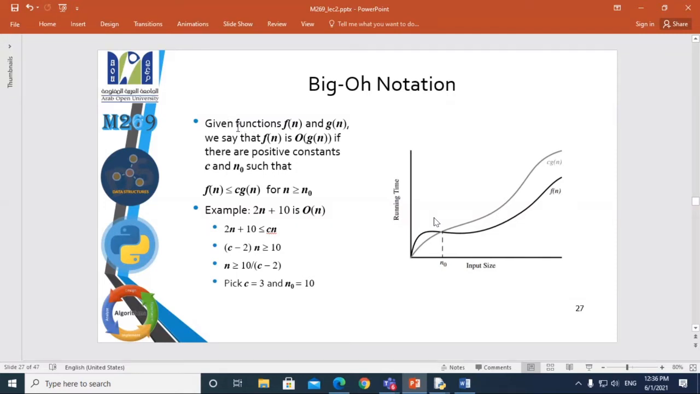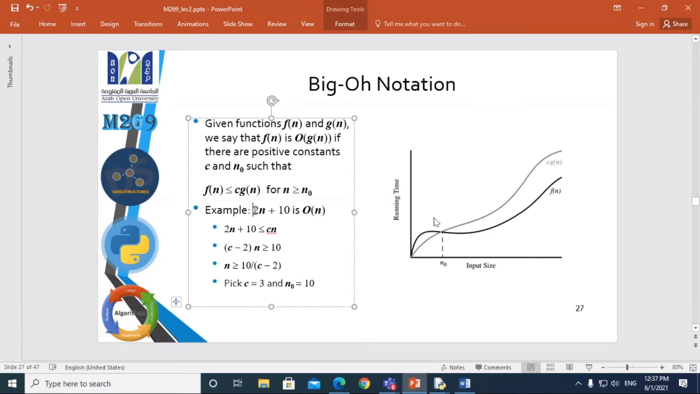For example, it is written here: given a function f of n and g of n, we say that f of n is big O of g of n if there are positive constants c and n0 such that f of n is less than or equal to constant c times g of n.